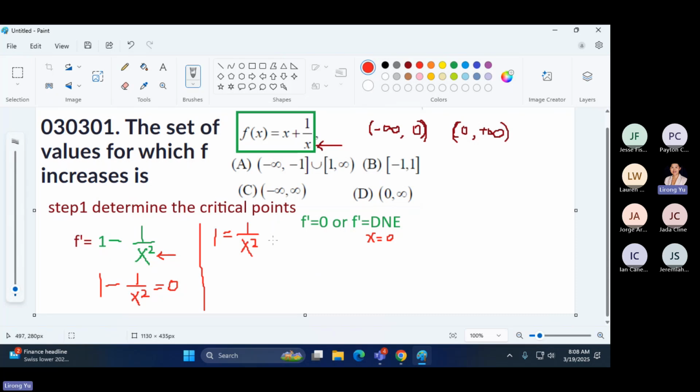Could x be negative? Square root of 1 is 1, right? So x equal to 1. Could x be negative 1? Yeah. Okay, so there are 2 solutions, x equal to 1 and negative 1.